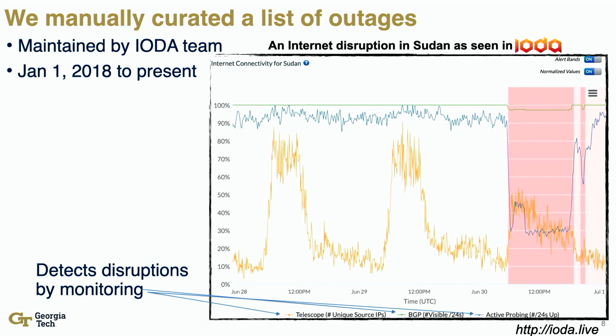And just to give a brief overview of how IOTA works for people that aren't familiar, users of the website can identify internet disruptions in IOTA by analyzing the three signals that we have here. This includes monitoring BGP announcements, IOTA's active probing measurements, as well as data from a network telescope. So in this screenshot here, the red section shows a disruption that we observed in Sudan in late June of 2022. And you can see that all three of the signals are affected to some degree by this.